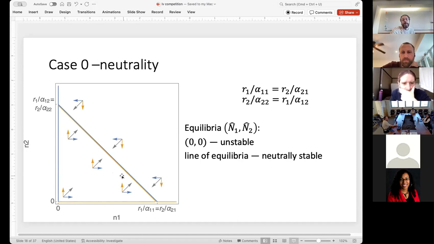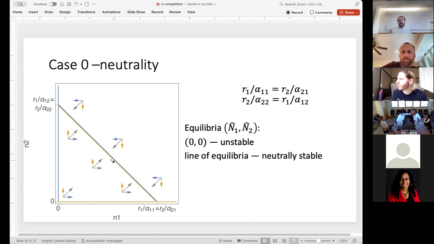And if we do stability analysis on them, we see that in this direction, that line is stable. So in the direction of total biomass or total abundance, it's stable. But in this direction of relative abundance, N1 versus N2, it's just a flat landscape. So wherever you start, you're just going to stay there.